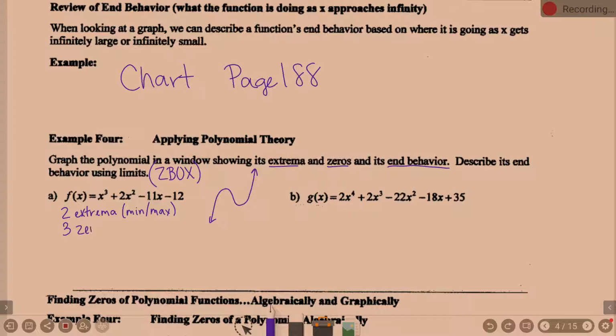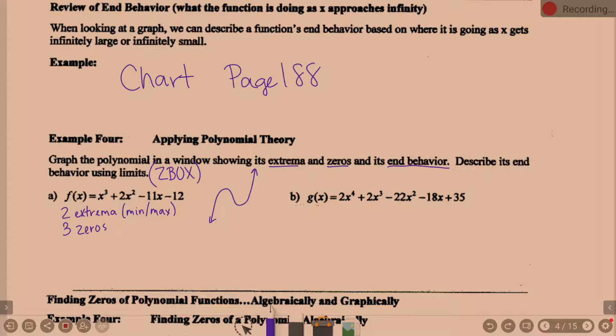3 zeros, right? Okay, so that matches up with what we talked about on the previous page. If it's degree 3, you're going to have at most 1 less extrema, so 2 extrema, which is what it has. It has the max here. And then it can have at most n zeros. So if it's degree 3, it can have at most 3 zeros, which is exactly what it has.